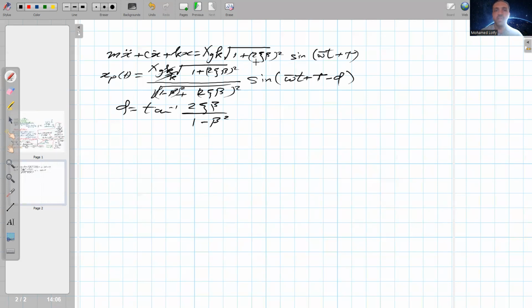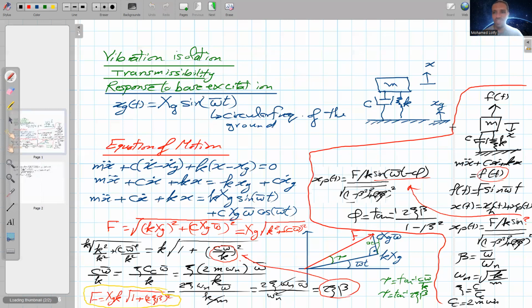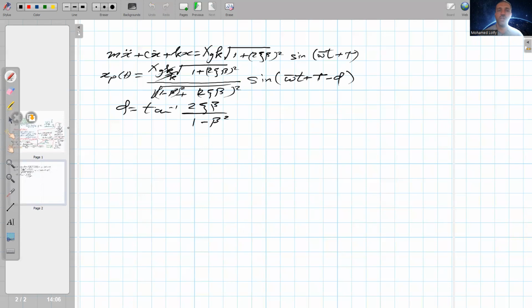Again, phi is the phase shift between the applied force and the system. This is the new resultant applied force to our system, and this one is x. This is the motion of the system. I know implicitly that x is the motion of the mass that I want to isolate from the motion of the earth. So phi is the phase shift between the force and the applied force to the system, and x double dot.